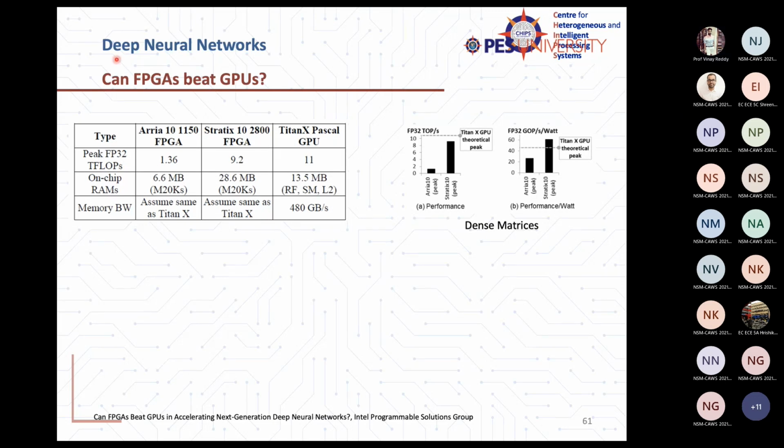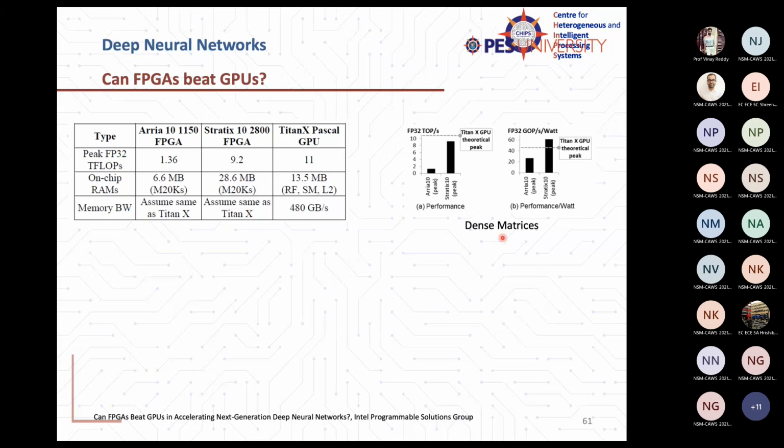How does it compare to state-of-the-art GPUs? So let's say the peak floating point operations in Titan is about 11 teraflops single precision, whereas the FPGAs from Intel have about 1.3, and a slightly higher end has 9.2. So in terms of floating point operations, it is not as much as a GPU, but hold on, look at what happens. On-chip memory is higher, and memory bandwidth is the same.